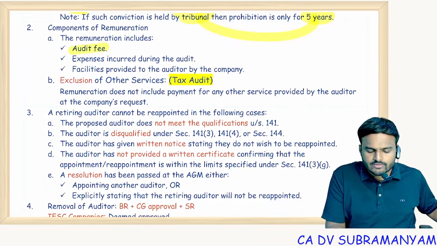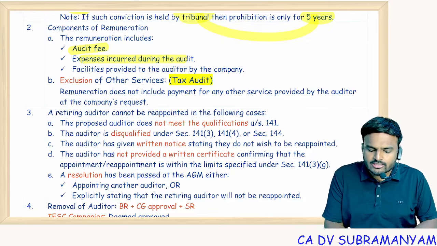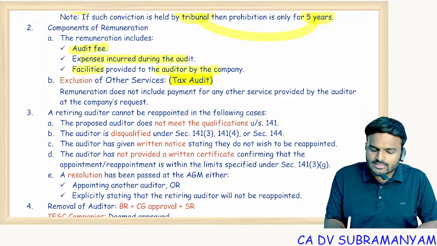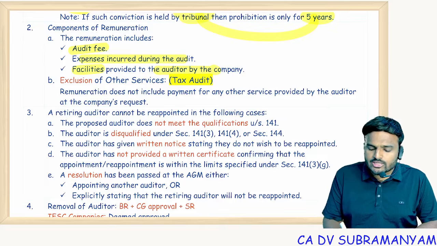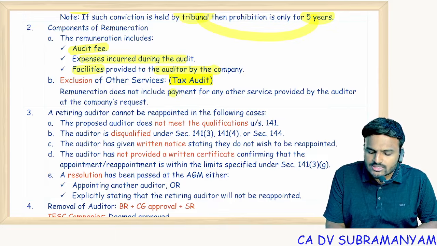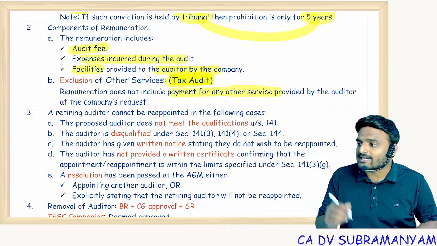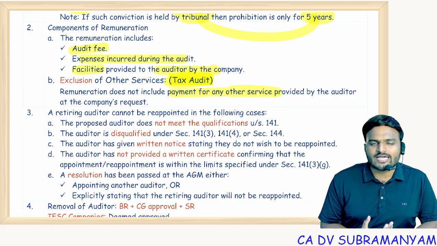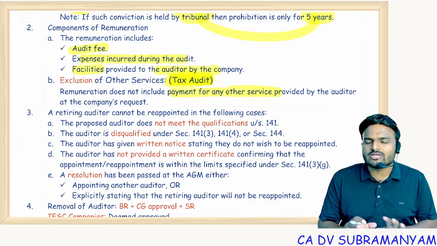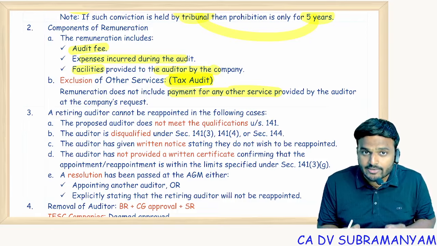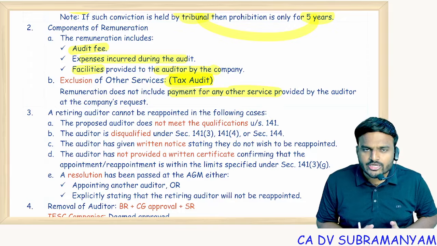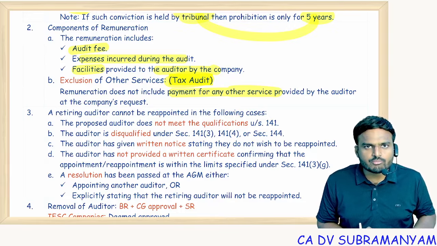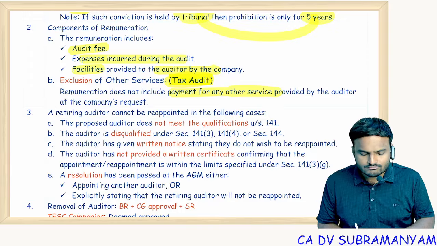Components of the remuneration. Remuneration includes audit fees, expenses incurred during the audit, facilities provided to the auditor by the company, but remuneration does not include payment for other services. I already gave an example, that is tax audit. Statutory auditor is also providing tax audit services. For tax audit, he took extra remuneration. He took remuneration separately. Now, tax audit remuneration, will it form part of audit remuneration? No. No.